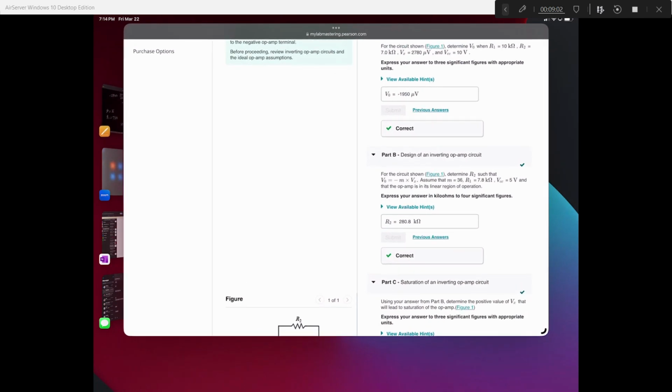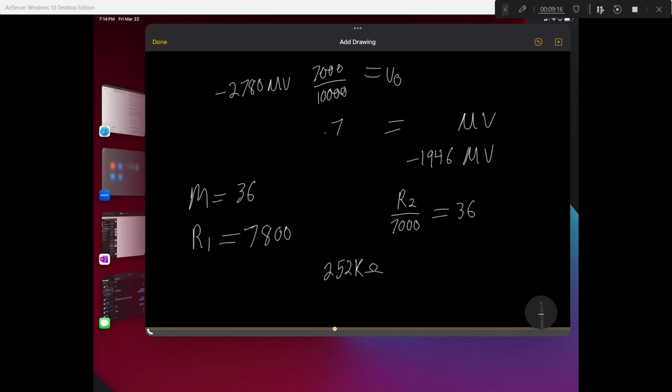Well, that's not right. Did I multiply it right? Ah, see, that's where I messed up. I multiplied it by 7,000, not 7.8. My mistake.